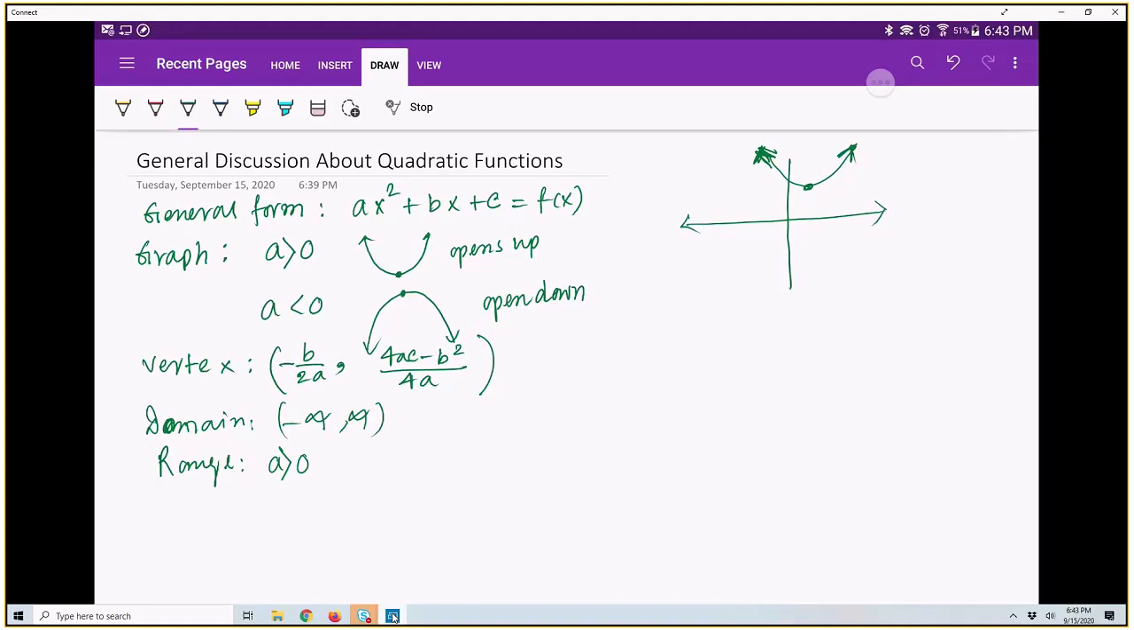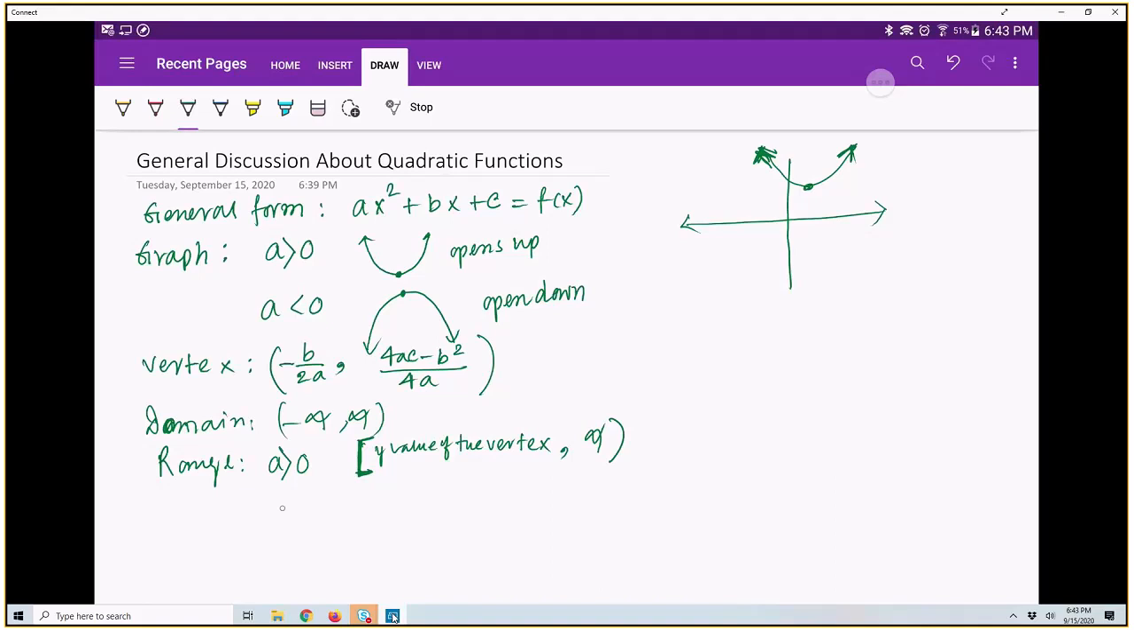Range, if a is greater than 0 again, we will say the range is the y value of the vertex to infinity. And this is a closed bracket because you will have the graph present at the vertex. So that will be the range.